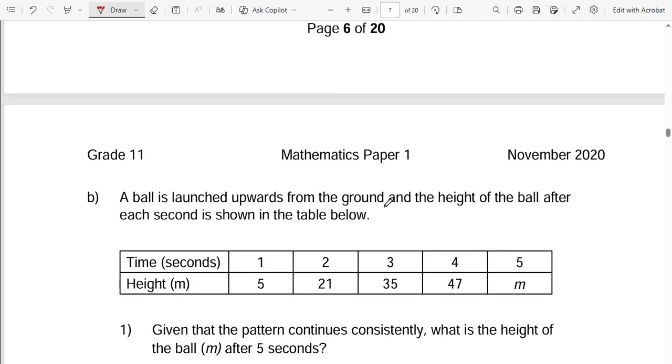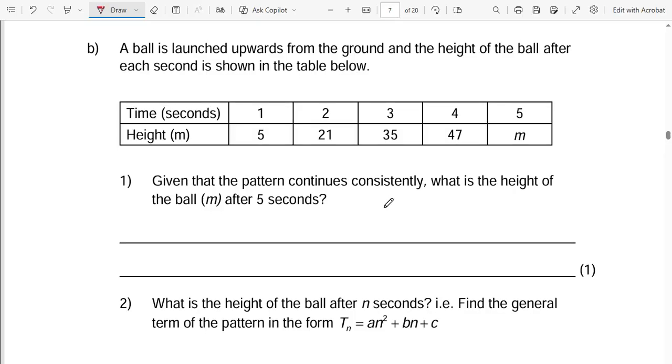Wow. Okay, I guess there's another question on sequences and series. A ball is launched upward from the ground, and the height of the ball after some seconds is shown. So after 1 second, the height is 5. After 2 seconds, the height is 21. After 3, the height is 35, and so on. Given that the pattern continues consistently, what is the height of the ball, M, after 5 seconds?